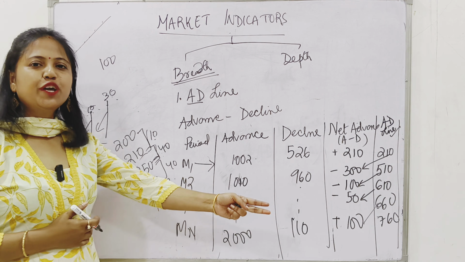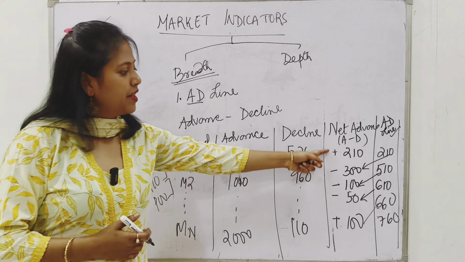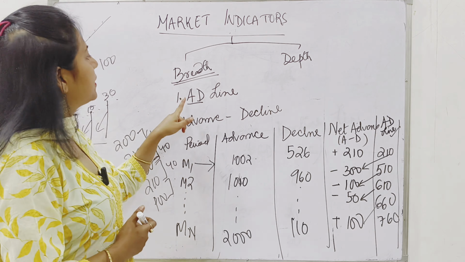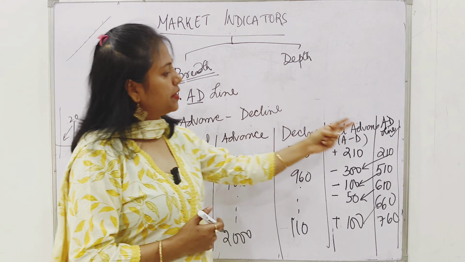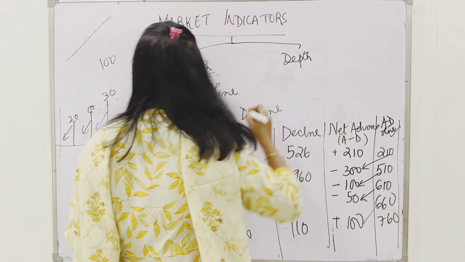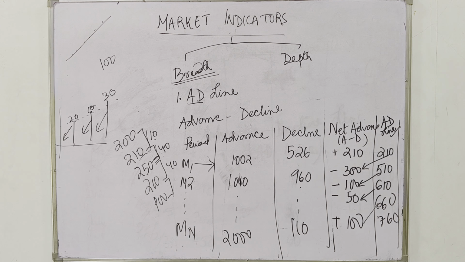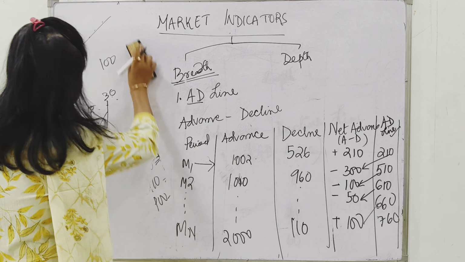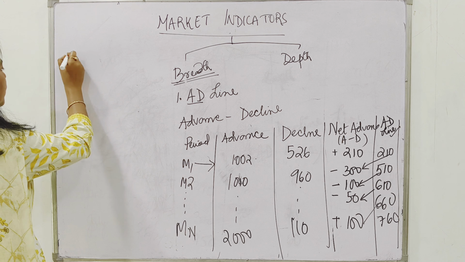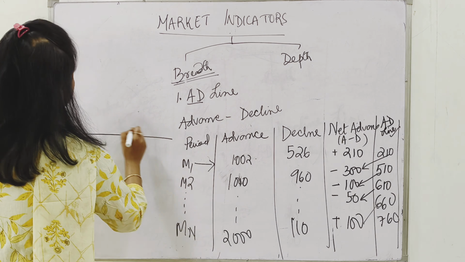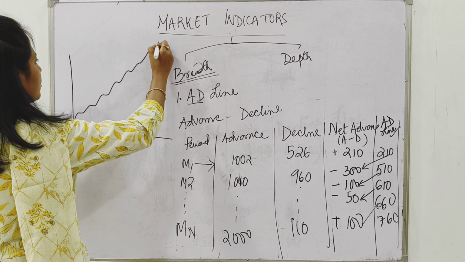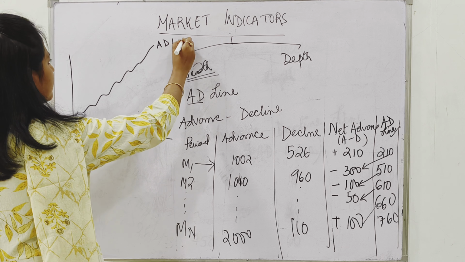So friends, what is it showing? It is showing our net advances, and when you take the cumulative value of it, this is actually nothing but the breadth. Now when I plot it in a graph, friends, try to understand this part. Suppose it goes like this. So this is your AD line.